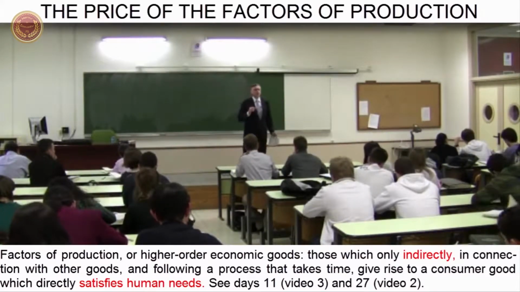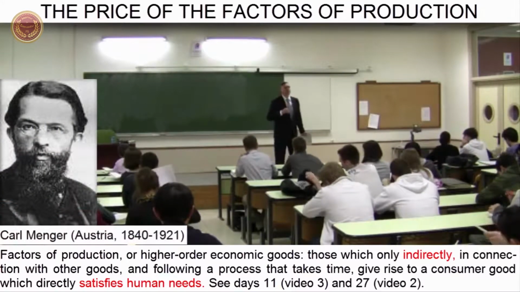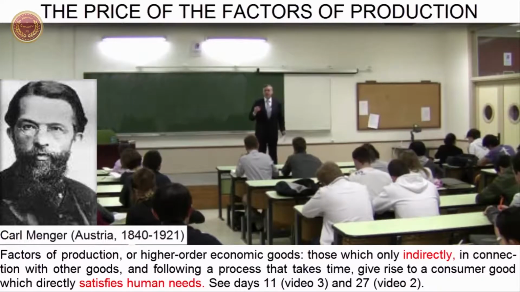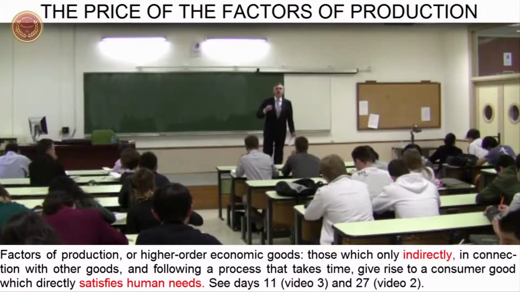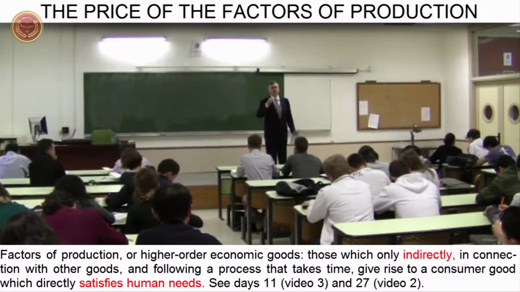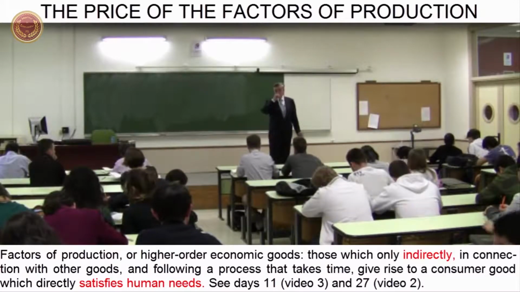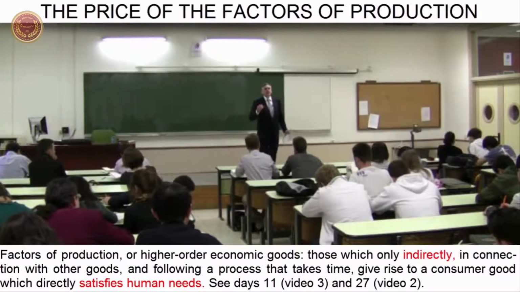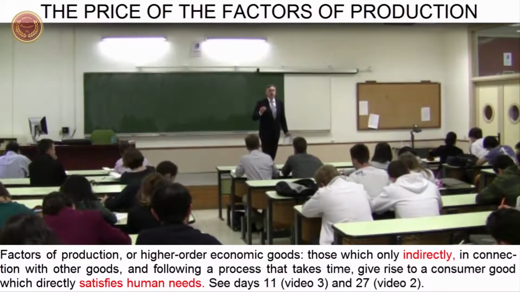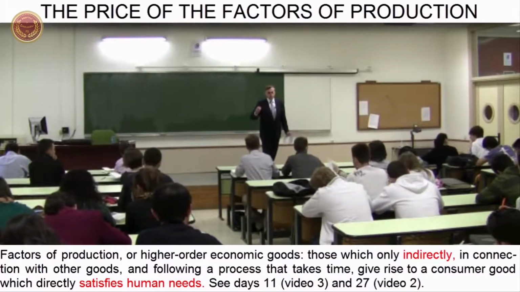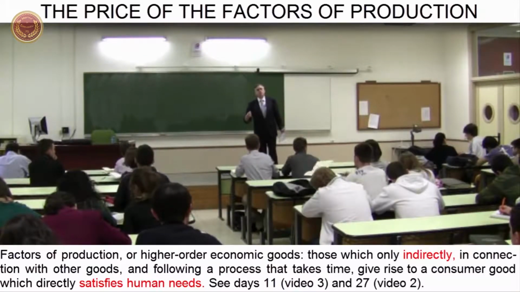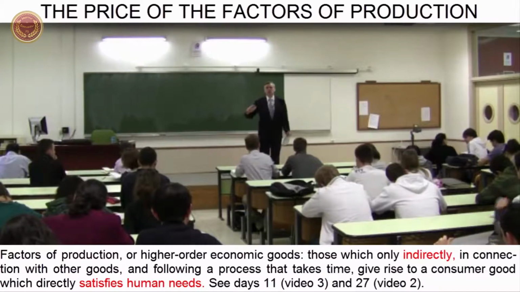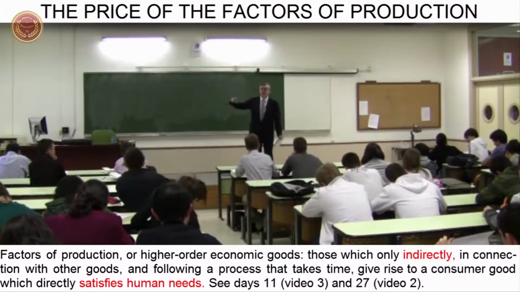So, today we will discuss how the price of what Menger calls economic goods of highest order, or factors of production, is determined. We have defined such goods as those which, unlike consumer goods and services, do not directly satisfy human needs, but require the involvement of other productive factors, and, in the end, indirectly yield a consumer good, following a production process that takes time.